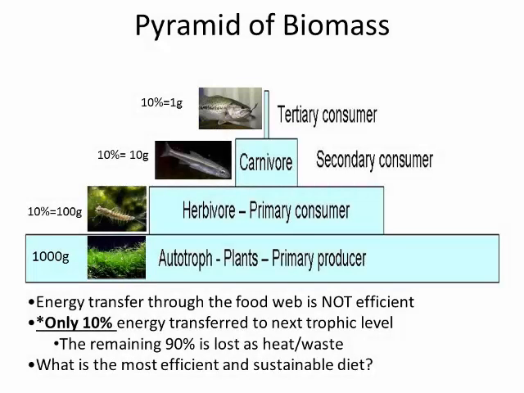A key concept of the laws of thermodynamics is energy transfer. Energy transfer, as we saw previously, is not efficient. In fact, 90% of energy available in one form is lost as heat as it moves up the food chain. Each level of the food chain is called a trophic level. The lowest trophic level is comprised of primary producers, or autotrophs. The levels of the food web after a primary producer are primary consumer or herbivore, secondary consumer or carnivore, and tertiary consumer. Tertiary consumers are also carnivores.